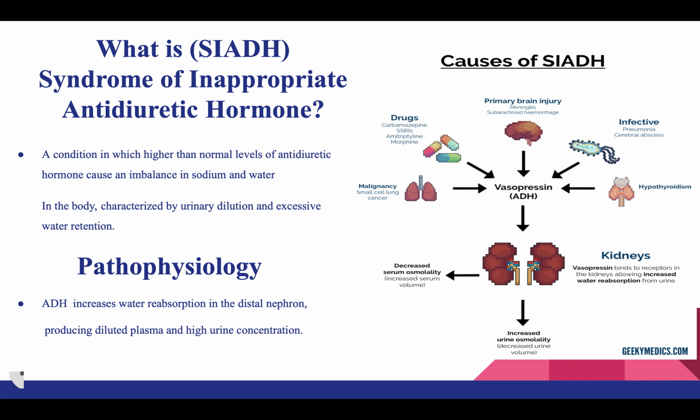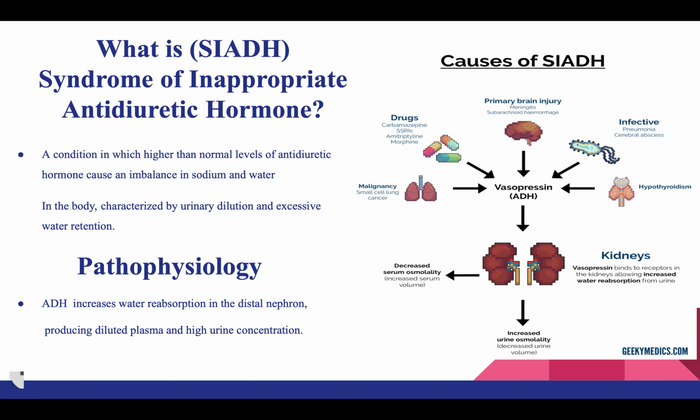The pathophysiology: vasopressin, or antidiuretic hormone, is a hormone produced by the posterior pituitary to help control fluid homeostasis. The hormone increases water reabsorption in the distal nephron, producing a concentrated urine and diluted plasma. Vasopressin release is stimulated by the following: increased plasma osmolality, decreased blood volume, decreased blood pressure, stress, and certain drugs.